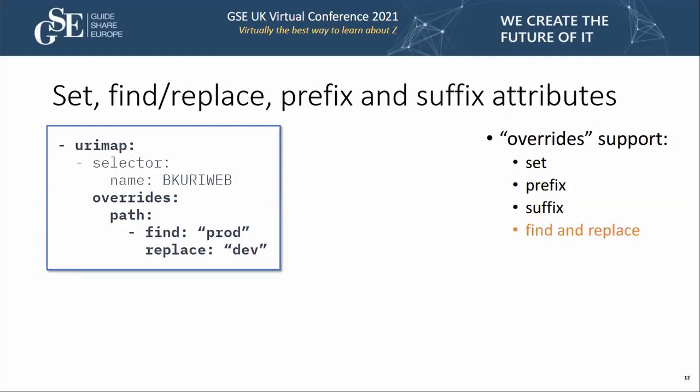So we also have this find replace option. And this is also quite handy if you have a situation where you have specific production values, and maybe you've got a development region and you want to swap out those production values for the development specific values. Here again, we've got a URI map selector. We have override, and we have said the path value. If you find the string prod anywhere inside the path, then you'll want to replace that with the value dev. Now, prod and dev could be interchanged, obviously, with any string value you like, but that gives you the flexibility to search for a string in a value and replace it with something else.